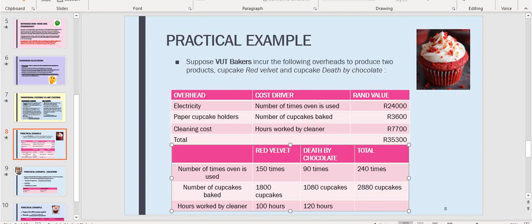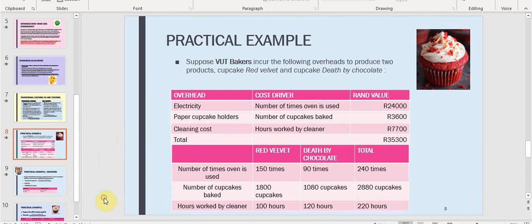Then in the final part, the hours worked. The cleaner worked 100 hours to bake when we baked the Red Velvet cupcakes, and she worked 120 hours when we baked the Death by Chocolate cupcakes. So there was 220 hours in total that she worked for. Right, let's move on to the solution.